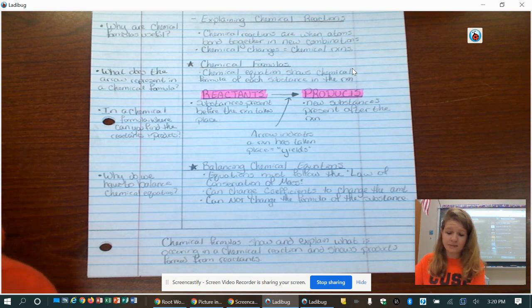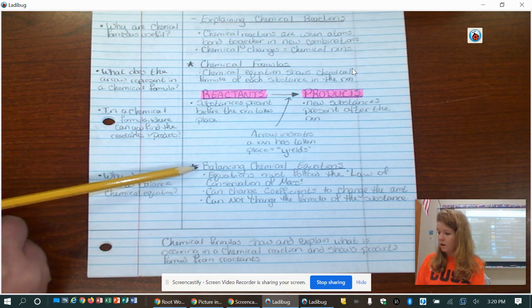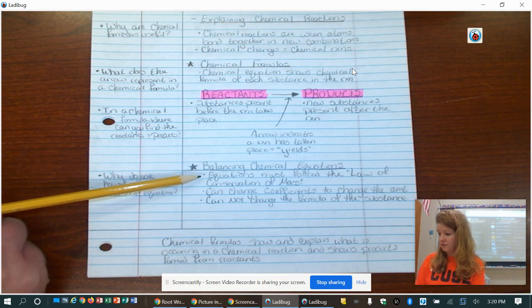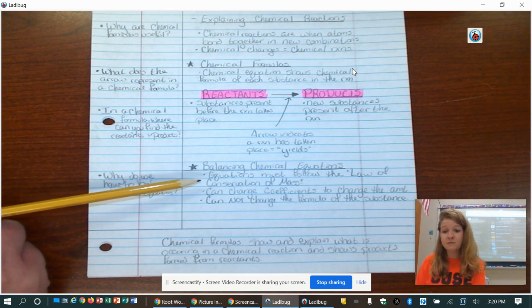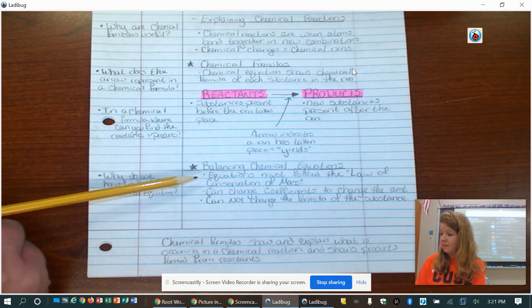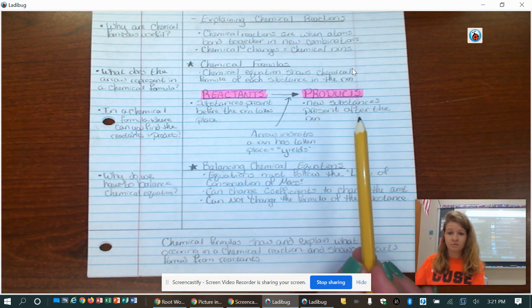After I read through the balancing chemical equations, I pulled out the fact that equations must follow the law of conservation of mass. Now, I know what the law of conservation of mass is, so I didn't write that law down. But if you do not know what it is, go ahead and write it down. Matter can neither be created nor destroyed. So that means that our number of atoms on our reactants has to equal the number of products.